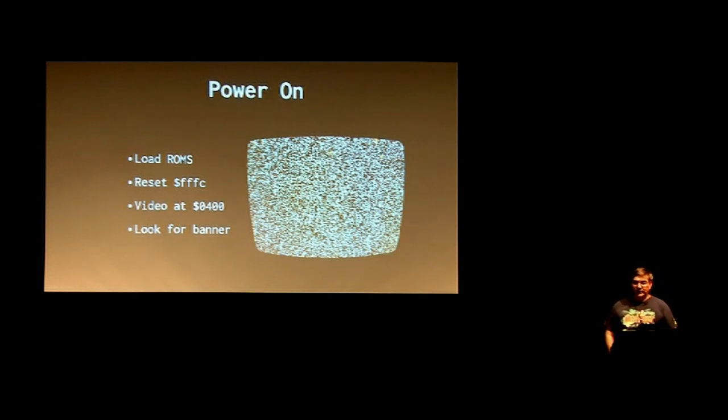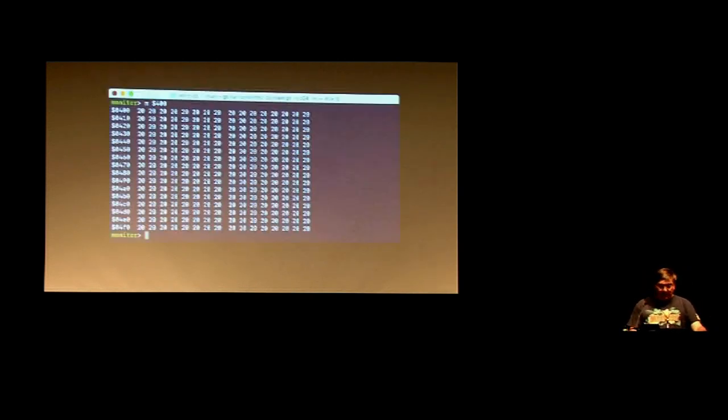Now, we haven't done video yet, but what we can do is actually look at the contents of video memory. That's at memory location 400. And then we can look to see if we can see the classic Commodore startup banner there. So I turned it on for the first time, looked at memory, and this is what we got. So it looks like a whole bunch of nothing. Well, actually, it's a little bit of something.